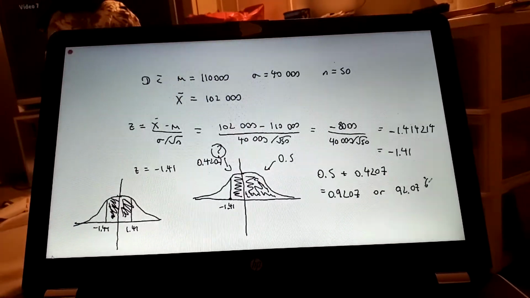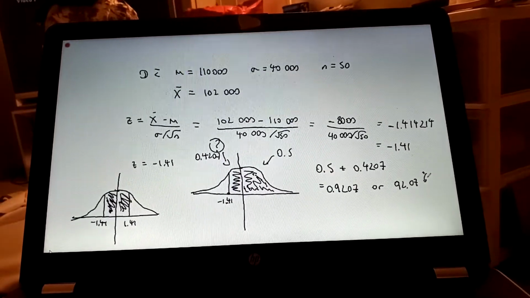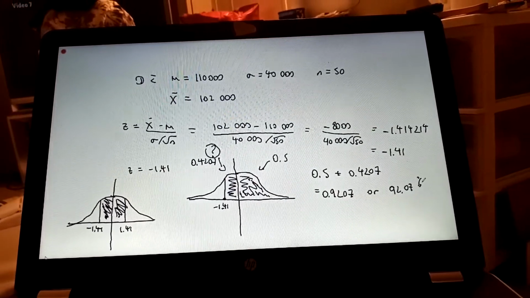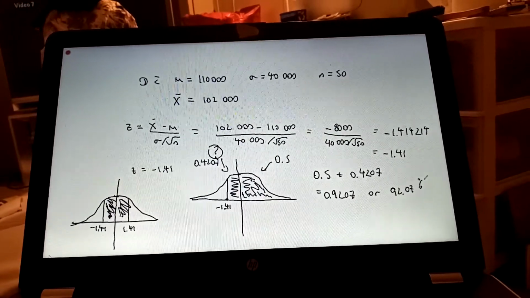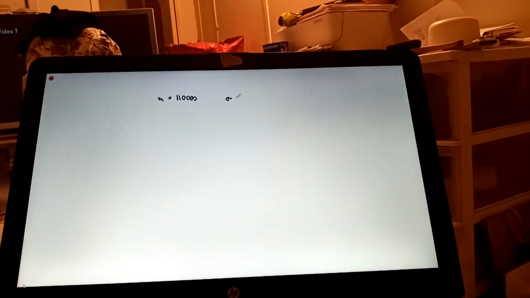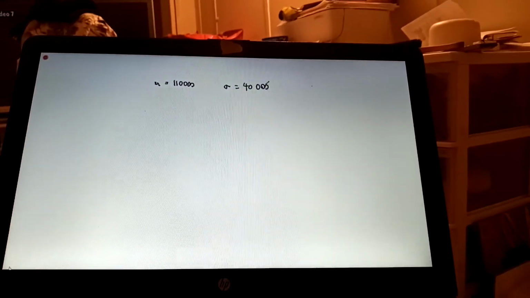What is the likelihood of selecting a sample between, and then you have two values right there. And one of them is below the average and one is above. Okay, so let's do that one. So again, let's just reestablish all of the info that you need. So mu is 110,000. Sigma is 40,000. And then n is 50.